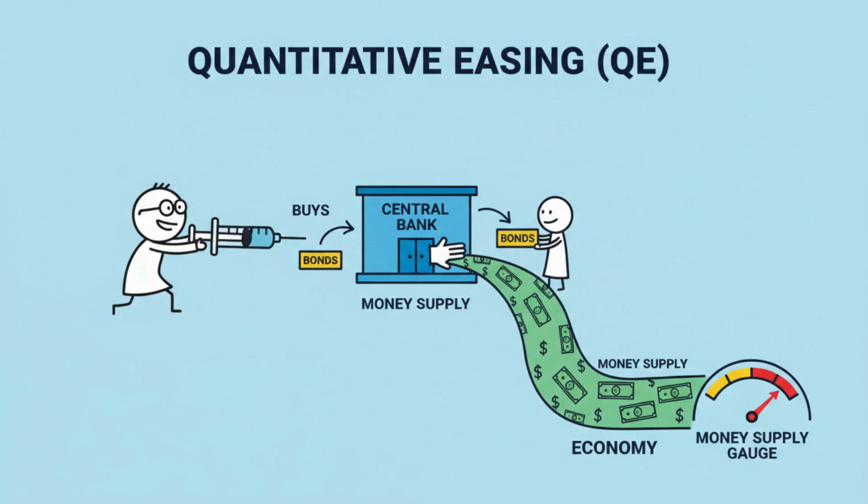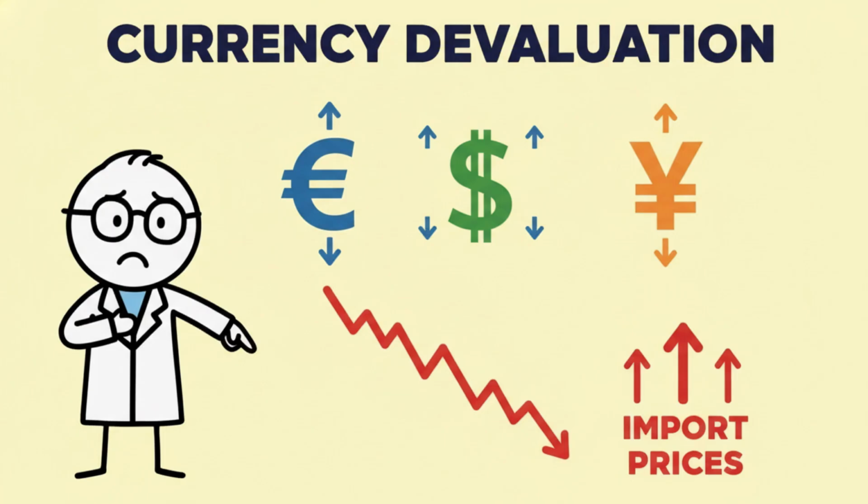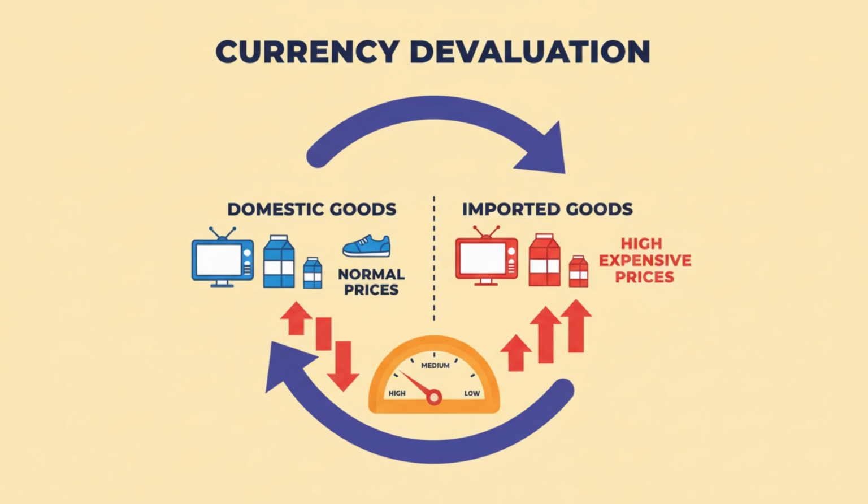Quantitative easing, or QE. When central banks buy government bonds and other securities to inject money into the economy, it increases the money supply and lowers interest rates. Goal? Stimulate economic growth. Side effect? Potential inflation. Currency devaluation. When a country's currency loses value compared to other currencies. If the dollar weakens, imports cost more. Foreign goods get expensive. That drives domestic inflation. Your dollar buys less abroad and eventually less at home.